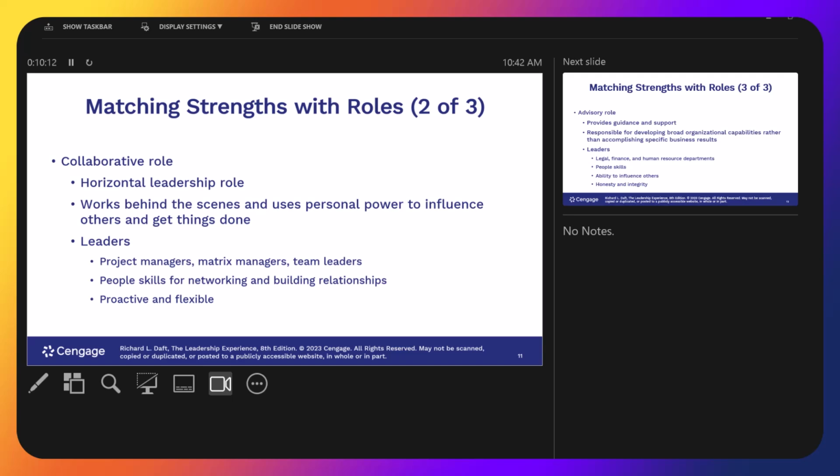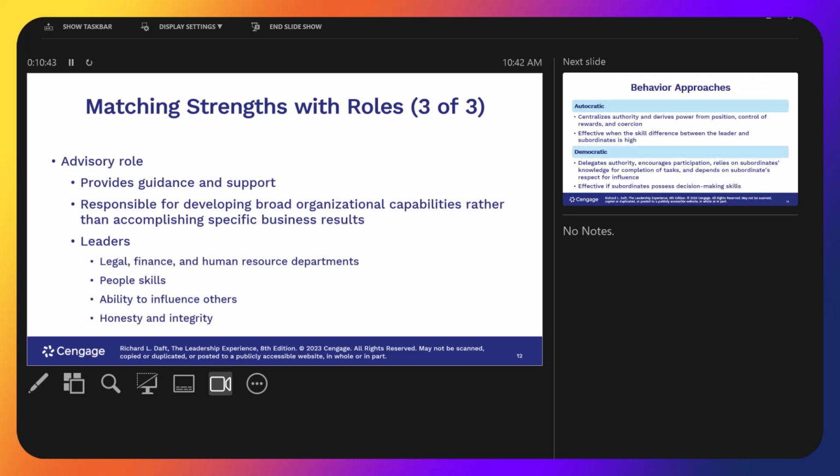Collaborative role. This is a horizontal leadership role: working behind the scenes, using personal influence to influence others to get things done. Leaders do this all the time. Here's what good leaders understand: they're not in it for attaboys, looking good, and getting credit. They're actually in it to get results. So they're going to work with other people to get these results, no matter what position they're in.